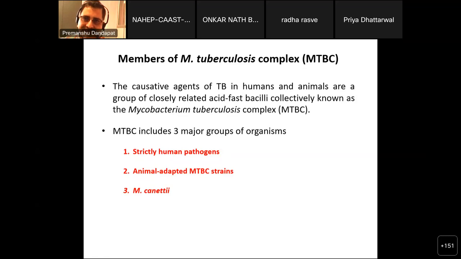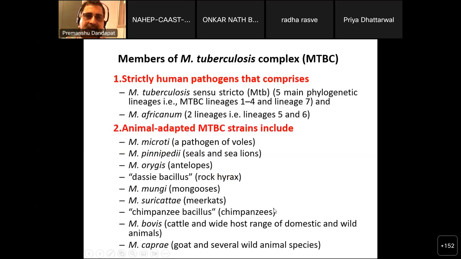Now, as per the recent status, the total Mycobacterium tuberculosis complex species can be categorized into 3 groups. One group is strictly human pathogen, but all are of zoonotic importance. Any of these organisms can also infect animals. Strict human, animal-adapted MTBC, and the Mycobacterium canetti. Mycobacterium tuberculosis and africanum are basically human pathogens, mostly infecting humans, but the animal-adapted pathogens are a long list: microti, pinnipedii, orygis, mungi, suricattae, bovis, and caprae.